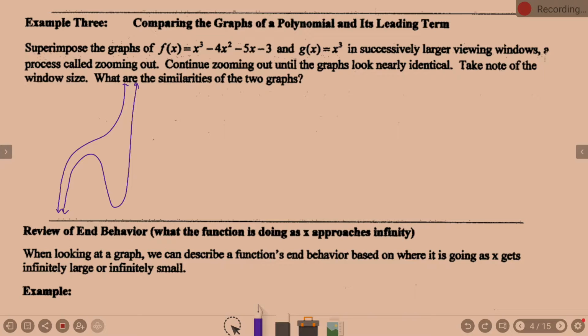You can see why these are both x cubes, right? They both have that same general shape, except that one has other terms that cause it to really jump down. So I would say, yeah, zoom out again. So go number 3, hit enter an extra time.